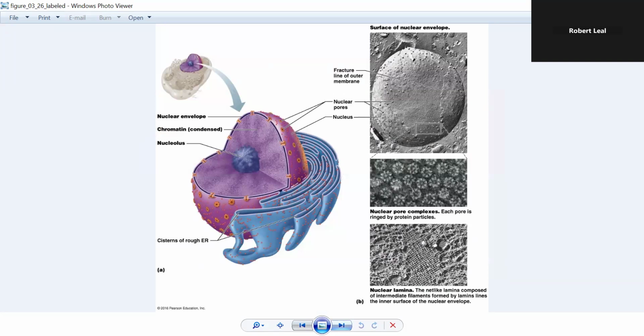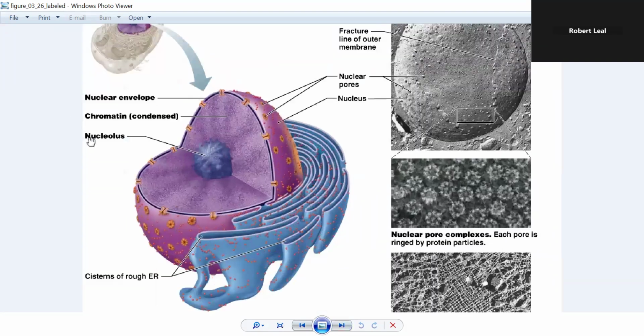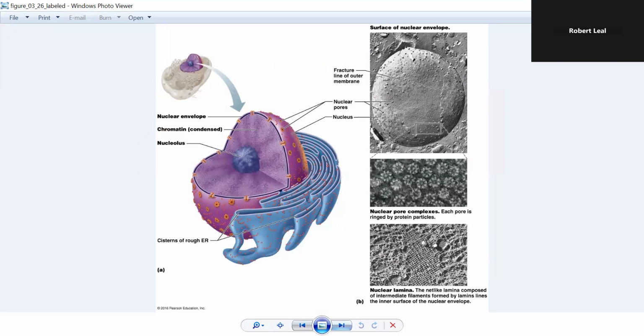It looks like we're going back to the beginning. They're going to focus here on the nucleus, and recollect the nucleus consists of chromosomes, and if the chromosomes are uncondensed, it's referred to as chromatin. And that chromatin contains the instructions to make proteins called DNA.